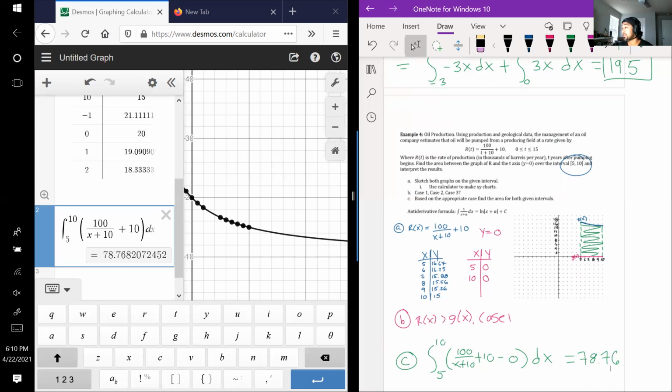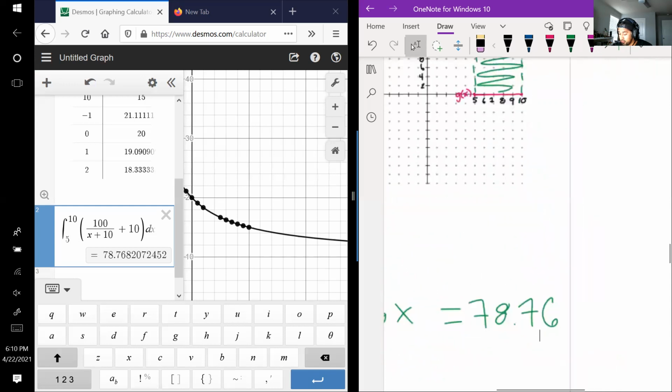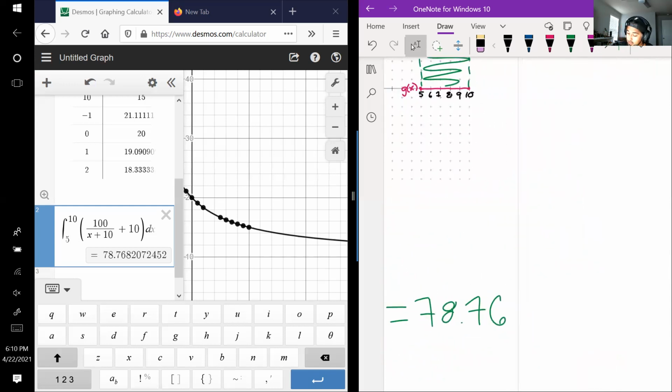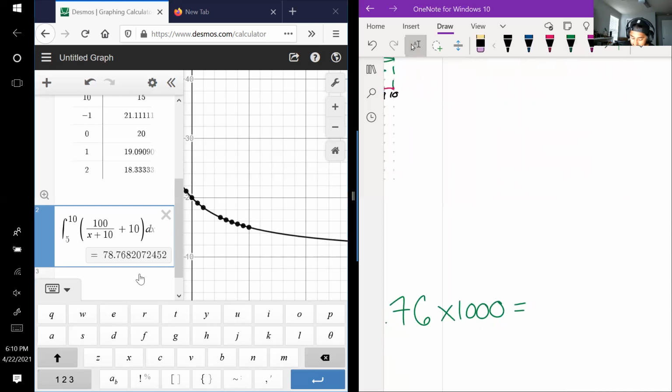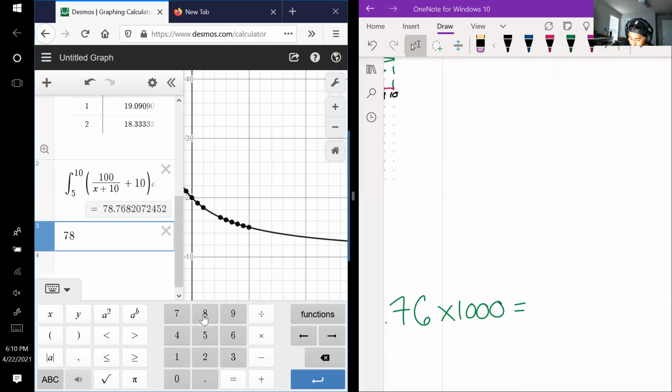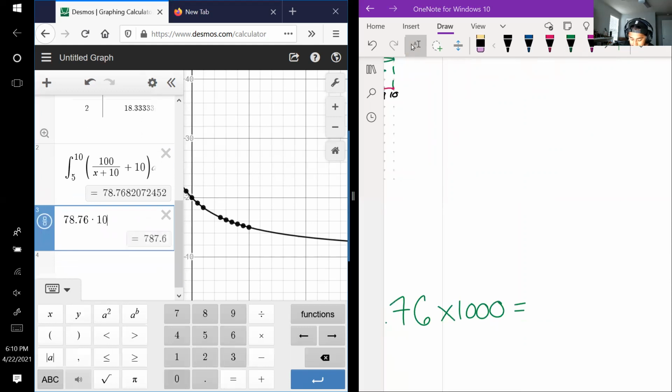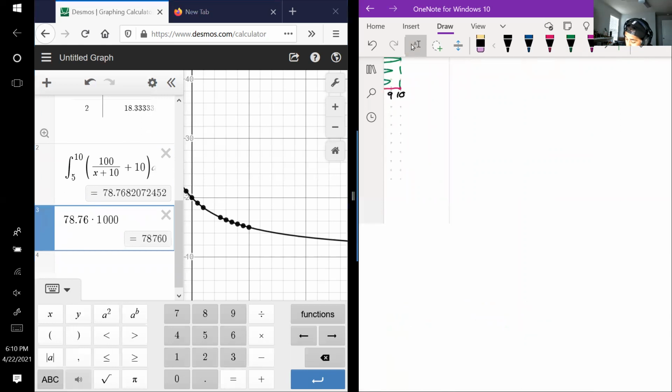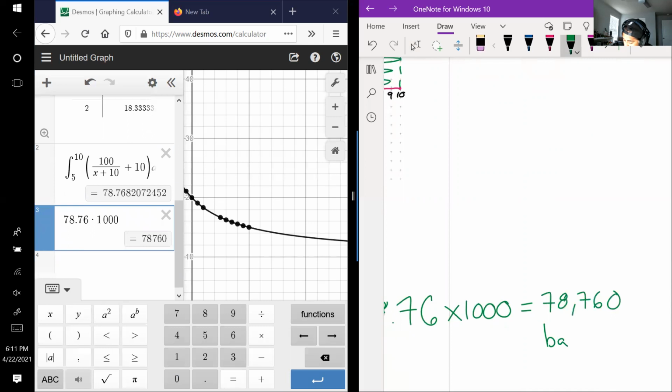Thousands. Thousands. So for our answer, we're not creating 78 barrels. We need to multiply this by 1,000. And we are actually creating, what is that? 78,000. 78.76 times 1,000. Yeah, we are creating 78,760 barrels between that time period.